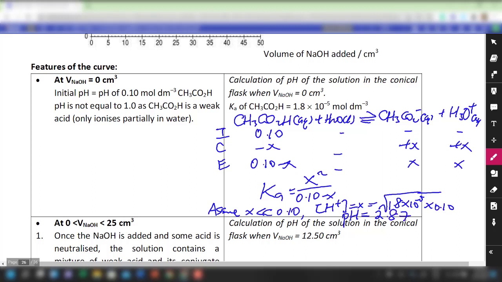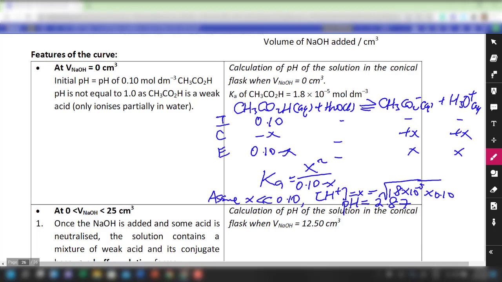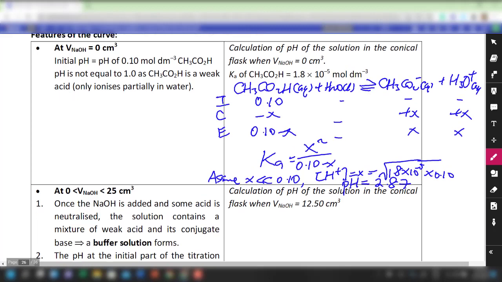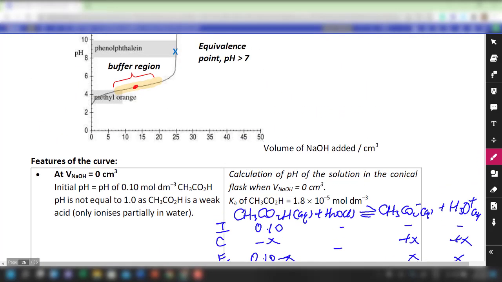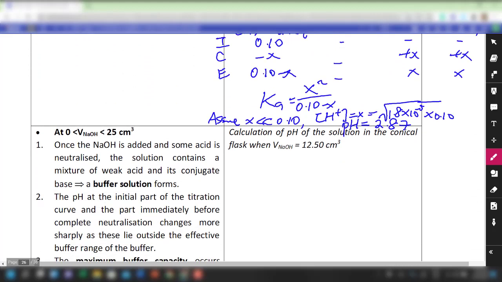I think most of you should be quite familiar with this kind of calculation right now, after going through some of the earlier sections. Then between the volume of sodium hydroxide of 0 to 25, the pH will just increase gradually, as we mentioned here. The increase is a little bit sharp at the beginning, but after that it is a gradual increase because we are producing more and more ethanoate. The combination of ethanoate and ethanoic acid is a buffer itself.